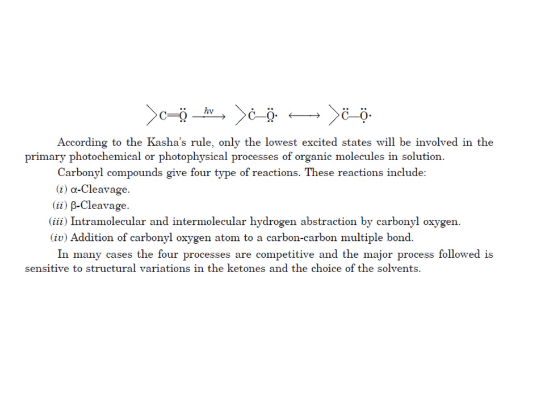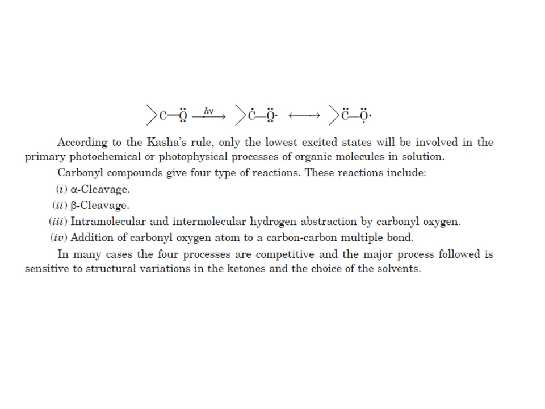The promotion of an electron will lead to either a singlet state or a triplet state. The photochemical reactions given by the carbonyl group take place either by the singlet state, or by the triplet state, or by both states. According to Kasha's rule, only the lowest excited state will be involved in the primary photochemical or photophysical process of an organic molecule, usually in the solution phase.